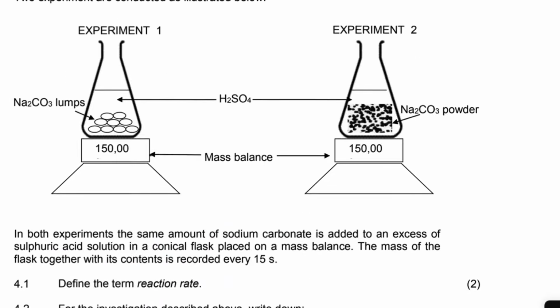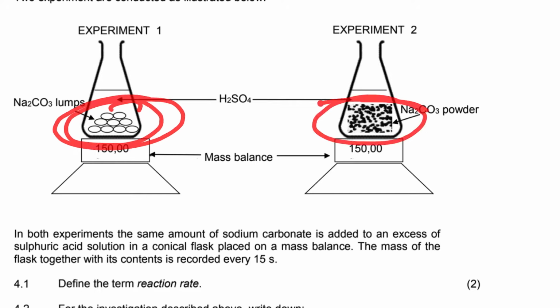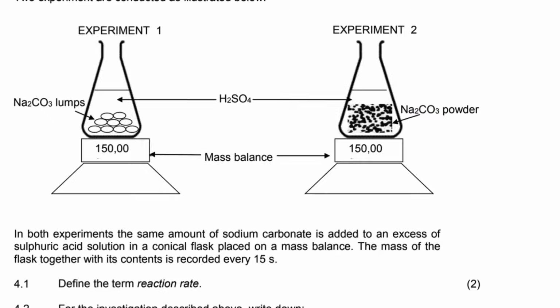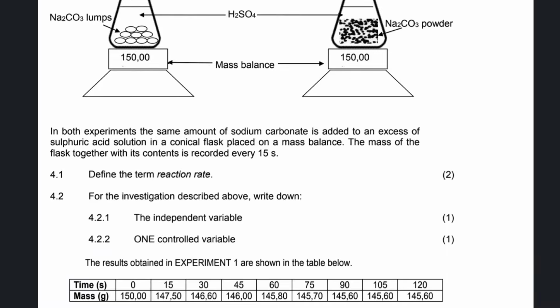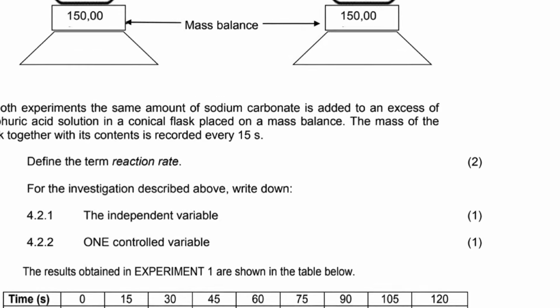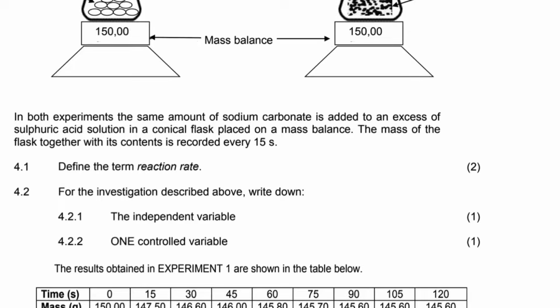Right, guys, the independent variable is always the factor that has been changed in both experiments, which is the state of division. The difference here is what is different. So what is different here? It's the state of division. This one is a powder, this one is lumps. So the independent variable here is the surface area, right?